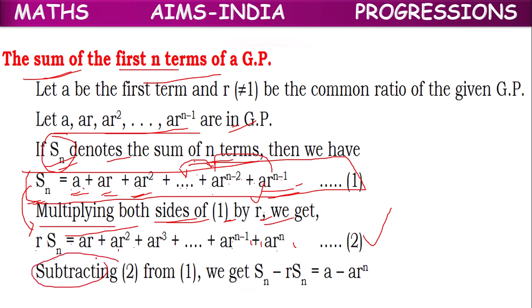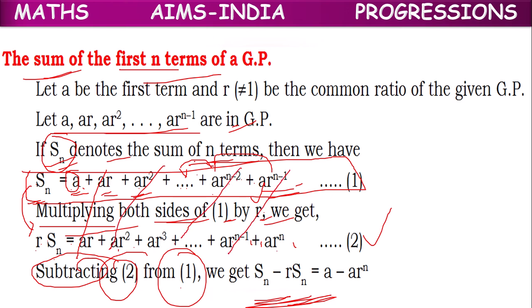Now, if we subtract the second equation from the first equation, so Sn minus R Sn, if we do it, here A will remain, AR cancel, AR square cancel, AR power n minus 2 cancel, AR power n minus 1 cancel. What will remain? Only A will remain, minus AR power n will remain. So Sn minus R Sn equal to A minus AR to the power of n.